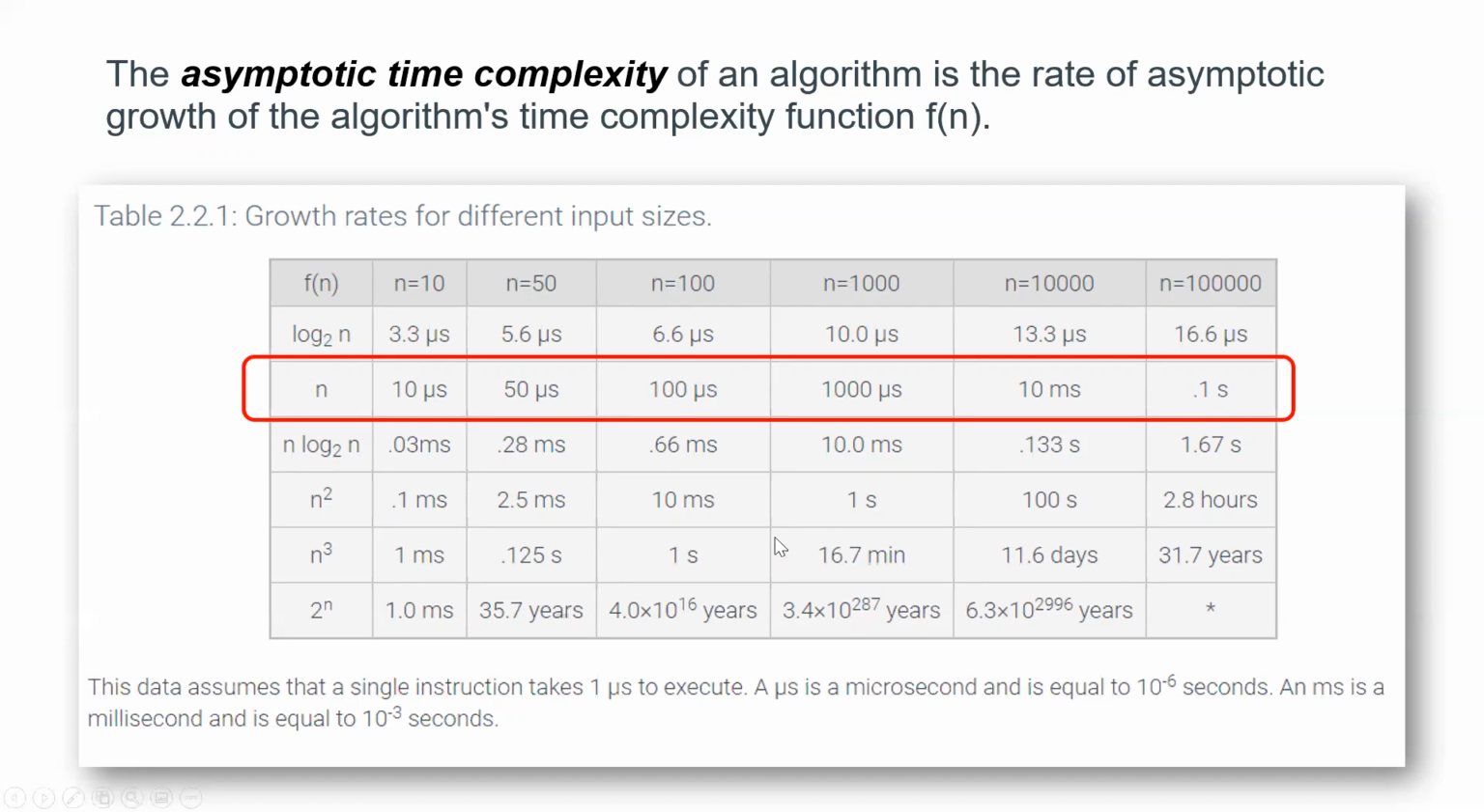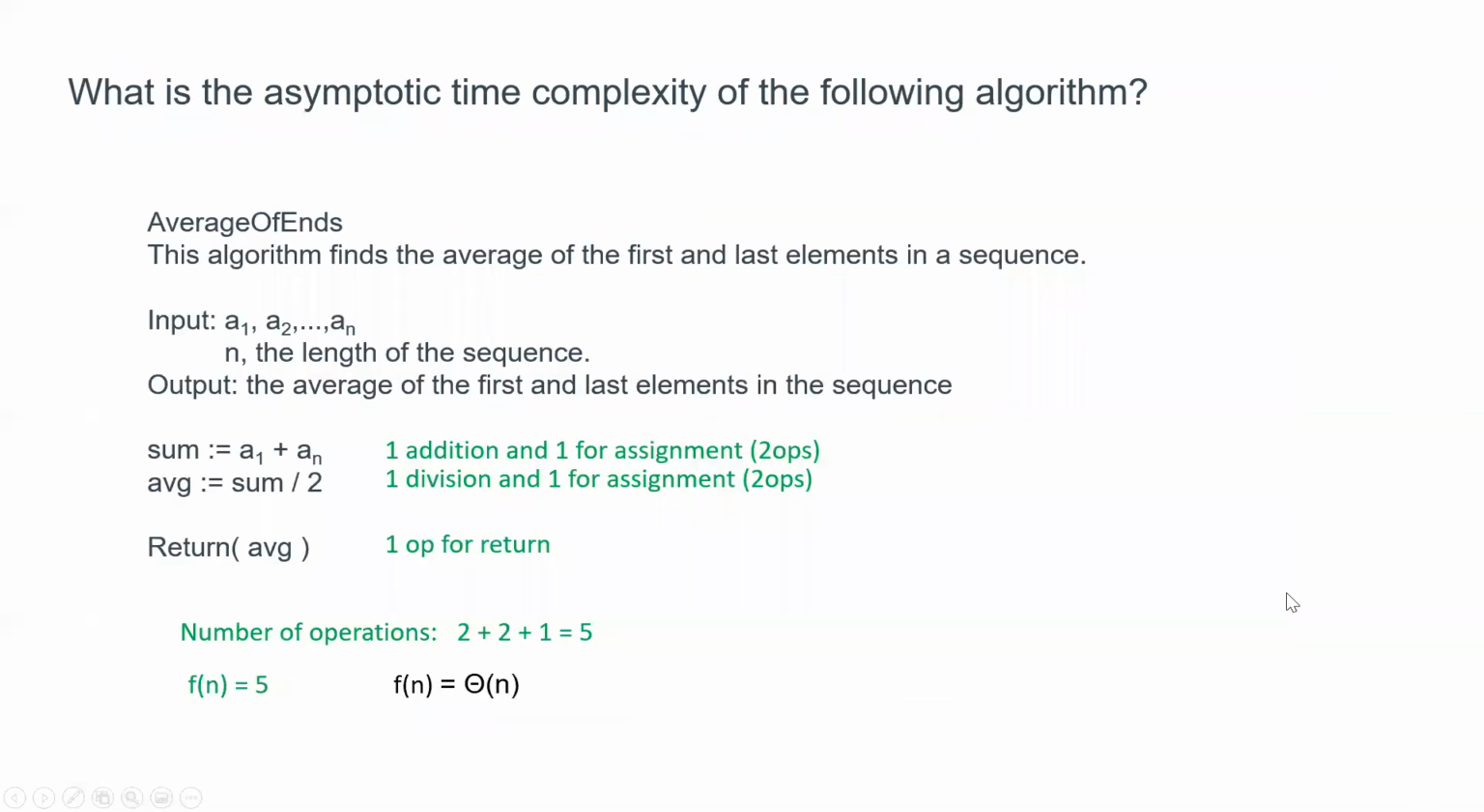But what if we have an algorithm that ends up being n to the 3rd in complexity, the order of the time complexity? Then an input of 100,000 would take 31.7 years. So it's just showing you that the amount of time an algorithm can take varies dramatically based upon the order of these algorithms. So that's why it's important to learn about this.